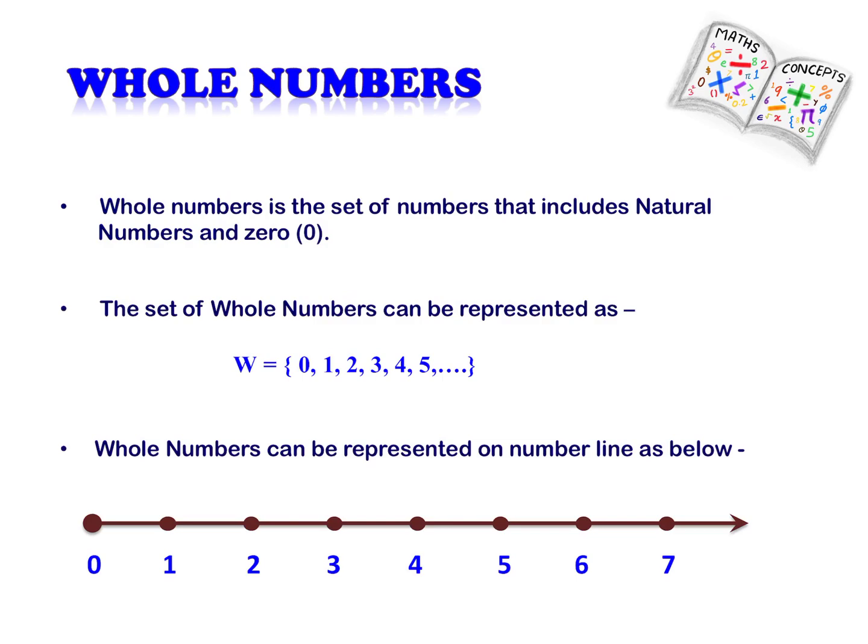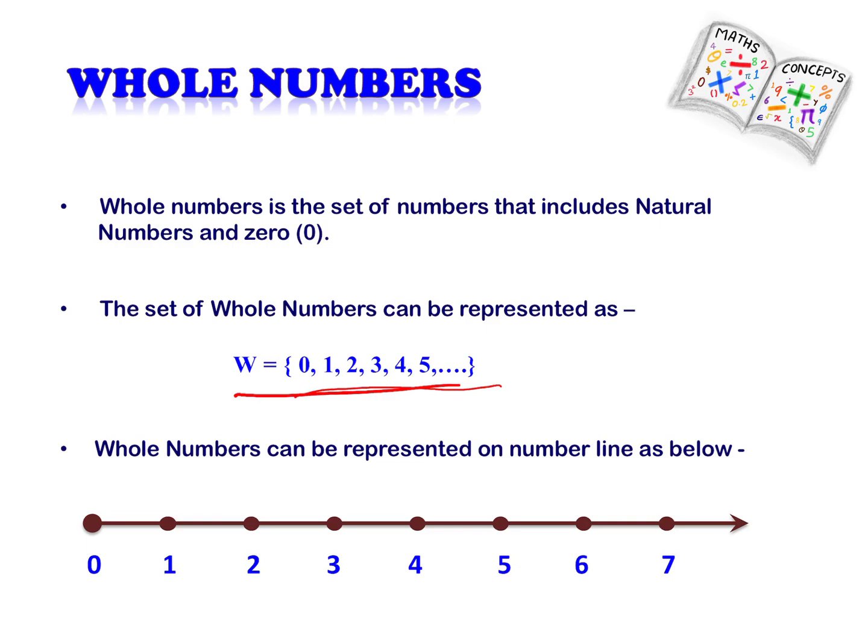Natural numbers are all numbers greater than 0, that is starting from 1, 2, 3, 4 and so on are natural numbers. So if you add 0 to this set, it becomes 0, 1, 2, 3, 4, 5 and so on. So this is how we represent whole numbers in the form of set.